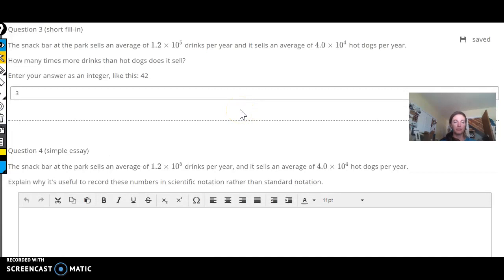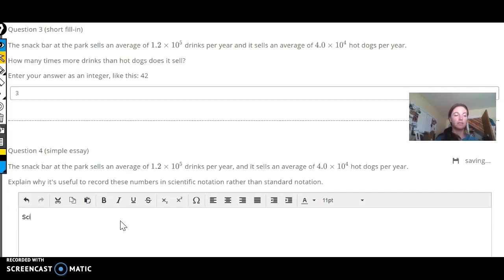Okay, the snack bar at the park, again, sells an average of 1.2 times 10 to the 5th drinks per year and 4 times 10 to the 4th hot dogs per year. Explain why it's useful to record these numbers in scientific notation rather than standard notation. Okay, so hopefully you're all familiar with why scientific notation is helpful, but here's what I would say in this situation.